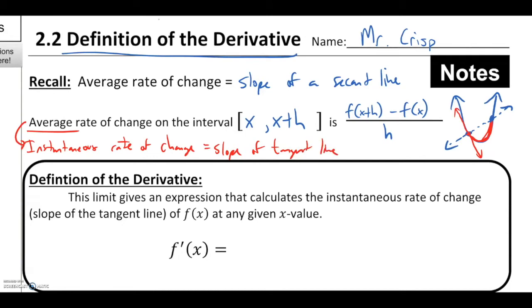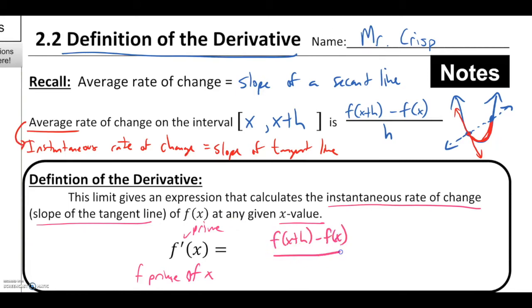And what we used to come up with that was a limit. And the limit we used to give an expression to calculate that instantaneous rate of change or slope of the tangent line for any x value on a function, how we're going to refer to that is f prime of x. That is a prime right there. And what we said we were going to do was take our secant line, our average rate of change, and let that distance between my 2 points get very close to 0. So what we end up with is f prime of x equals the limit as h goes to 0 of the slope of my secant line.